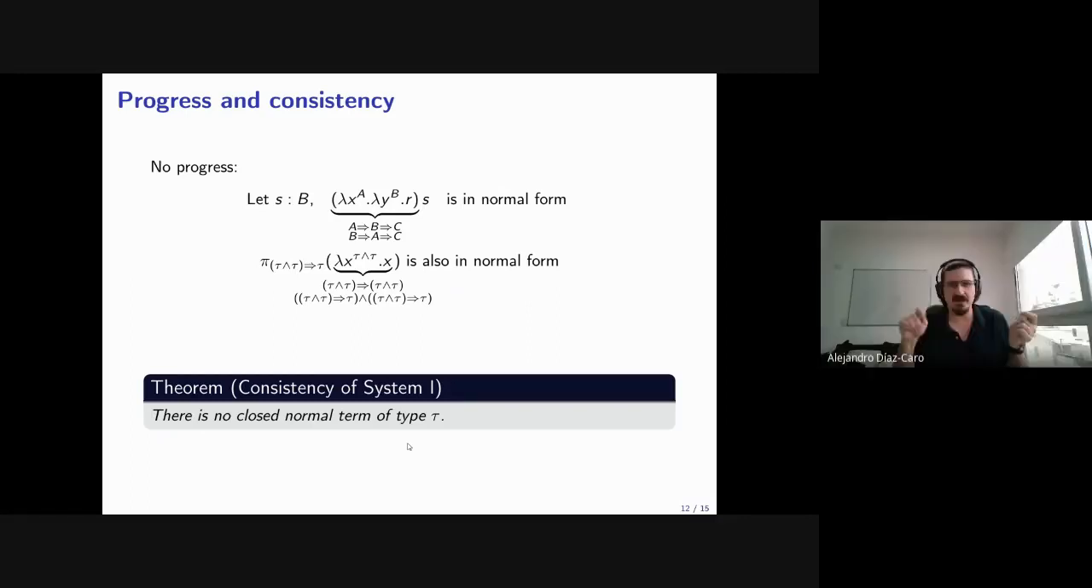For System I ETA, we prove much more with the progress. But this is a small proof of consistency because what we are saying is that you cannot prove false. Because there is something that you cannot prove, then you didn't prove false.